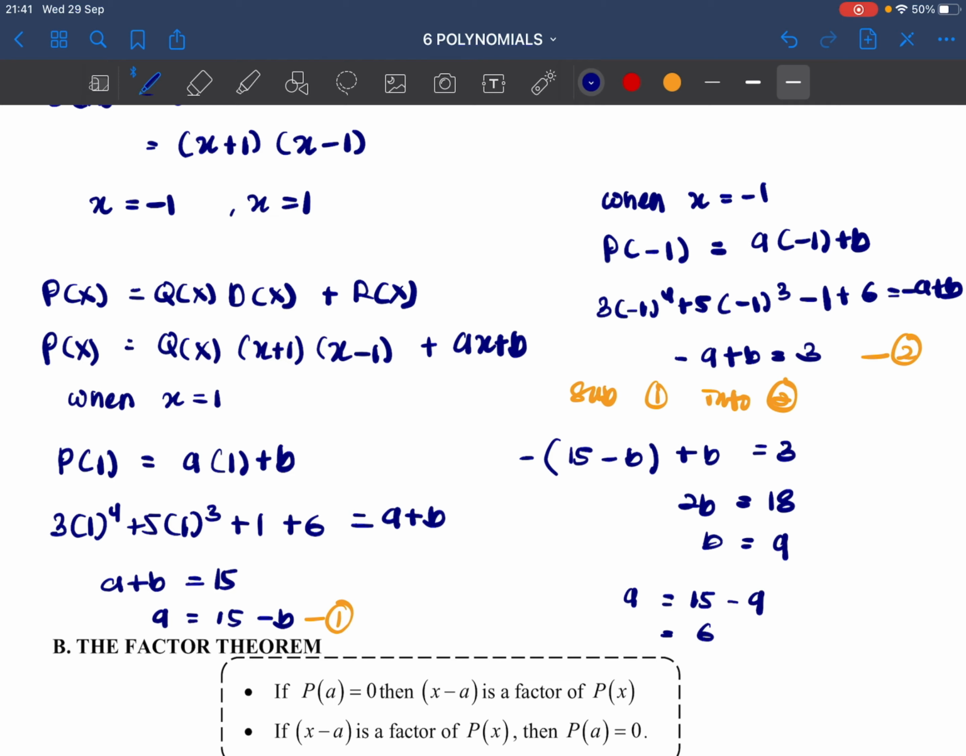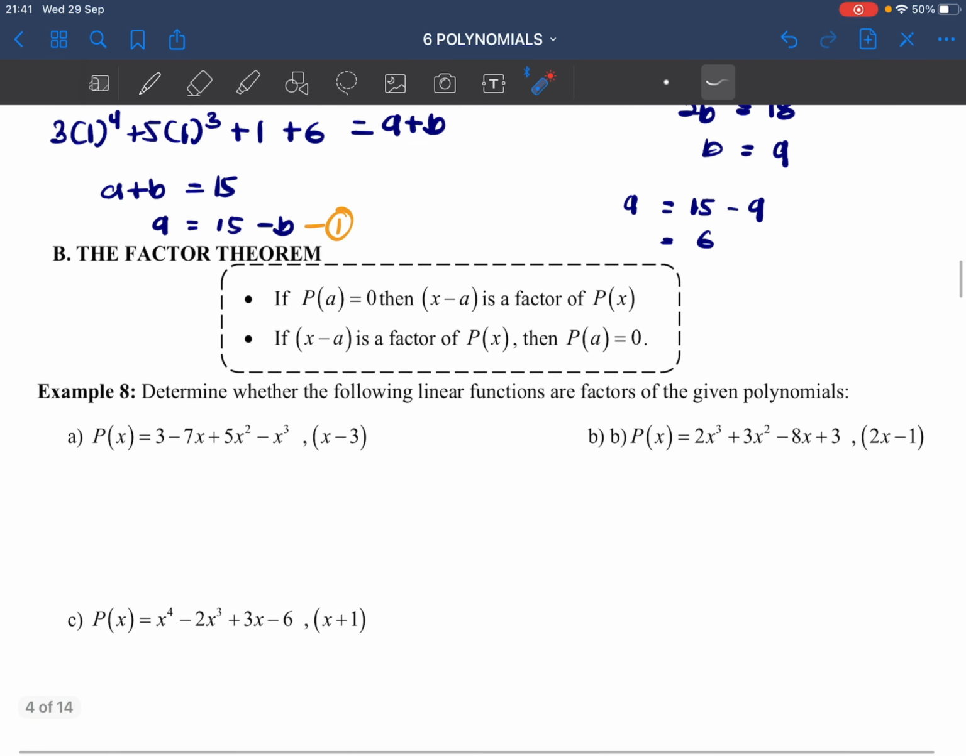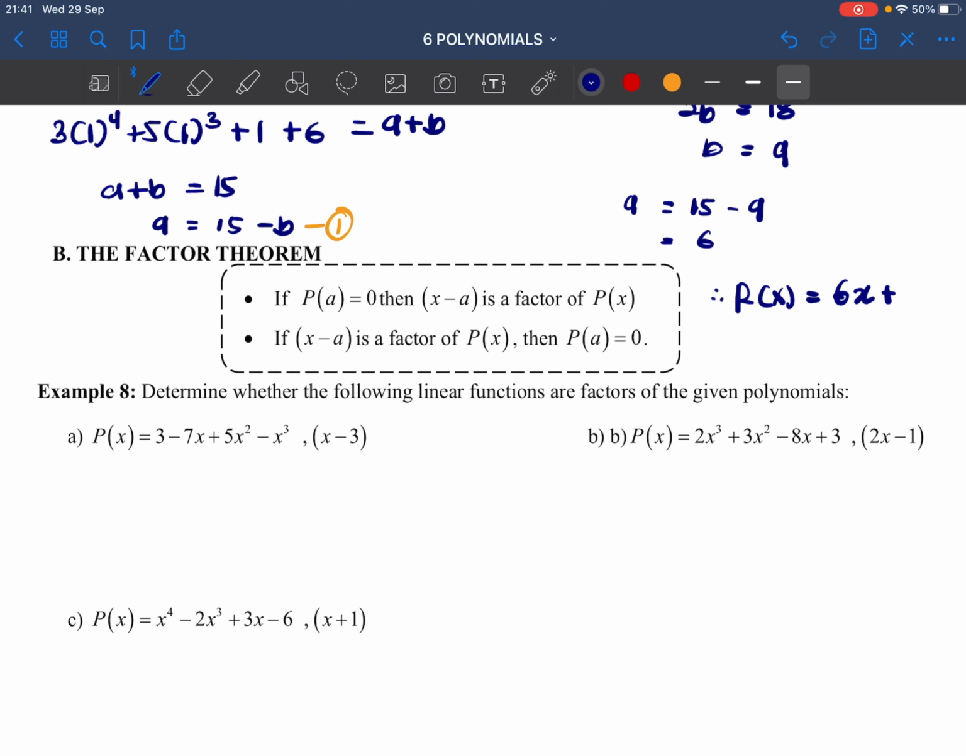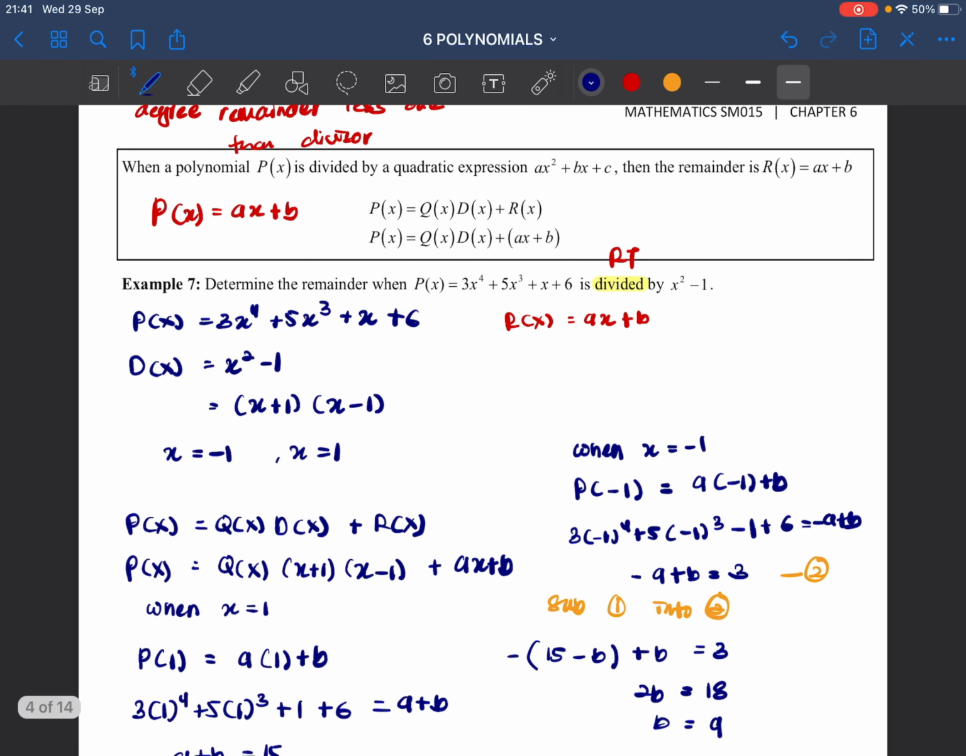Okay, so then the question asked for a remainder. So we know that our remainder is ax plus b. So let's give our answer. We have our a and b, so the remainder is 6x plus 9. Okay, so that is how you use your remainder theorem if your divisor is a quadratic. So your remainder should be linear.